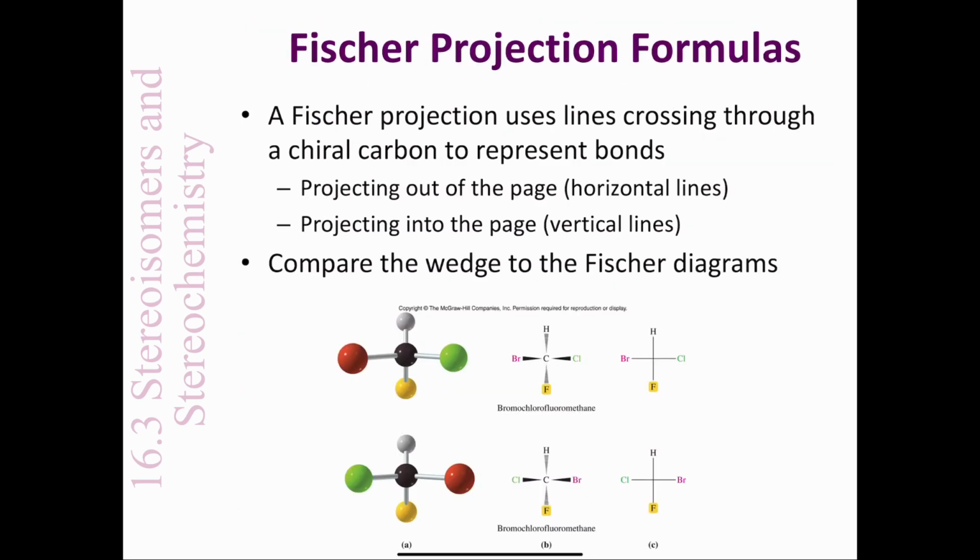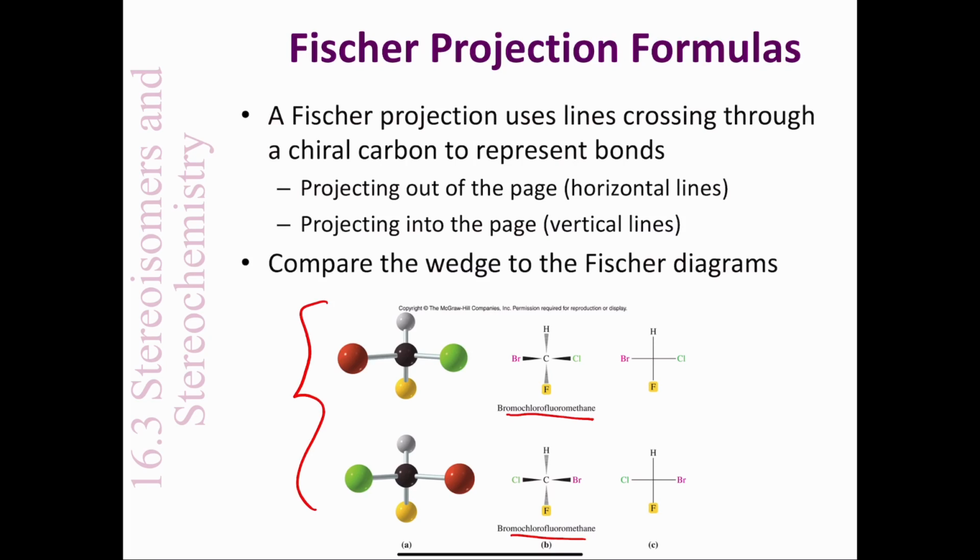A scientist named Emil Fischer devised a simple way to represent the structure of stereoisomers. What we call a Fischer projection is a two-dimensional drawing of a molecule that shows a chiral carbon at the intersection of two lines, like you see here and here. The horizontal lines represent bonds projecting out of the page, and the vertical lines represent bonds that project back into the page. Here are the two enantiomers of bromochlorofluoromethane, kind of an interesting molecule they chose here.